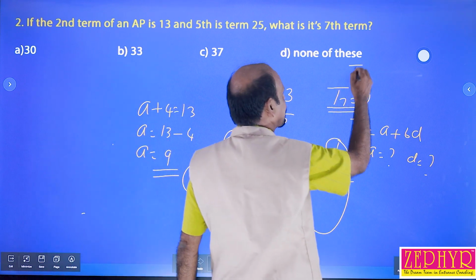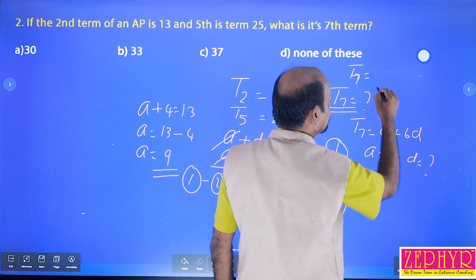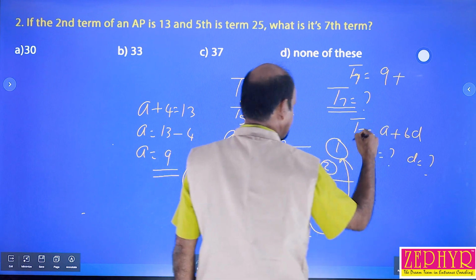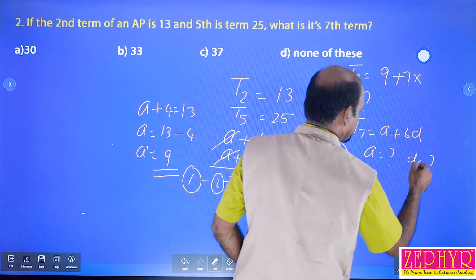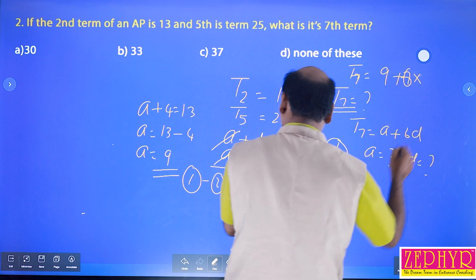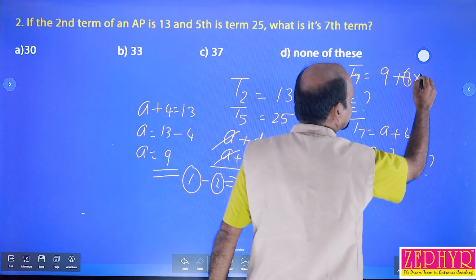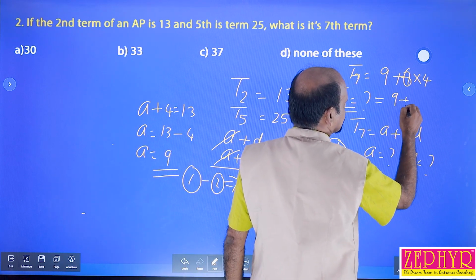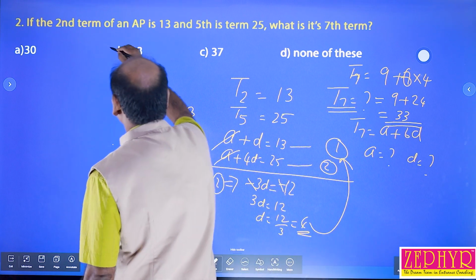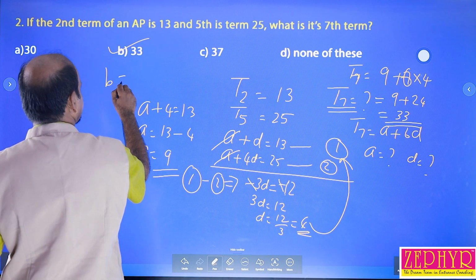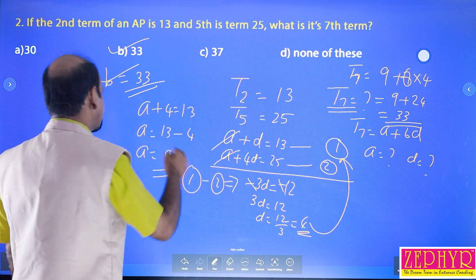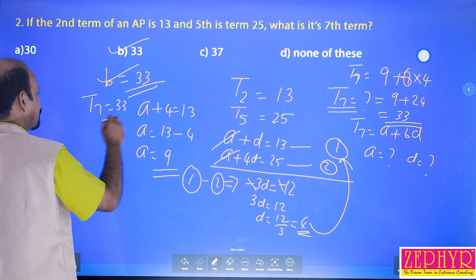So T is 7. We can calculate T7. T7 equal to A, we got the value of A is 9, plus 6 into D. D we got the value 4. That is 9 plus 6 into 4, 24. Your answer will be 33. 33 is the right option. That is option B. We got the 7th term of the AP is option B. 33 is the answer. Term 7 of the AP is 33.